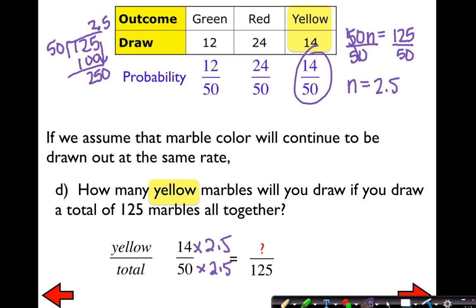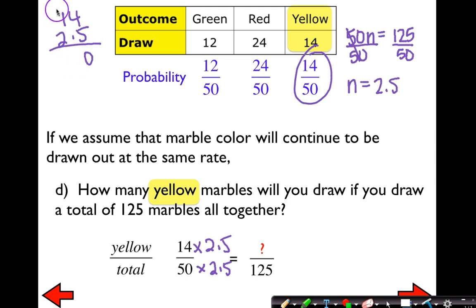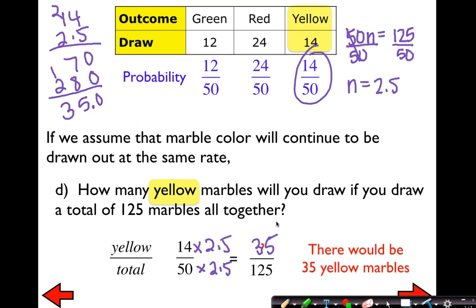So some more side work here. Let me just make some more room. I'm going to multiply 14 by 2.5. Move the decimal over once. So I'm actually going to say that there is 35. So I'd expect there to be 35 yellow marbles.